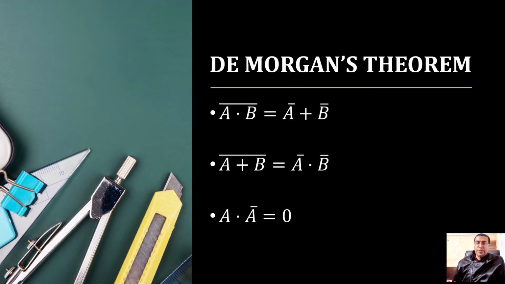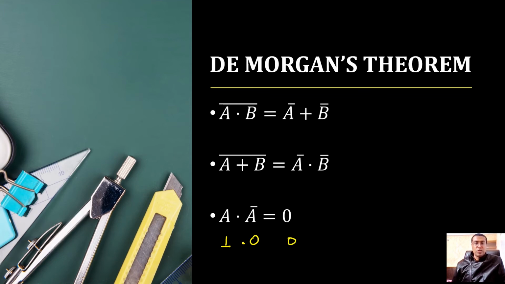De Morgan's theorem. A dot B whole bar is A bar plus B bar. We should remember this. A plus B whole bar is A bar dot B bar. And of course, A dot A bar will be 0, because if A is 1, A bar will be 0. So 1 dot 0 is 0.